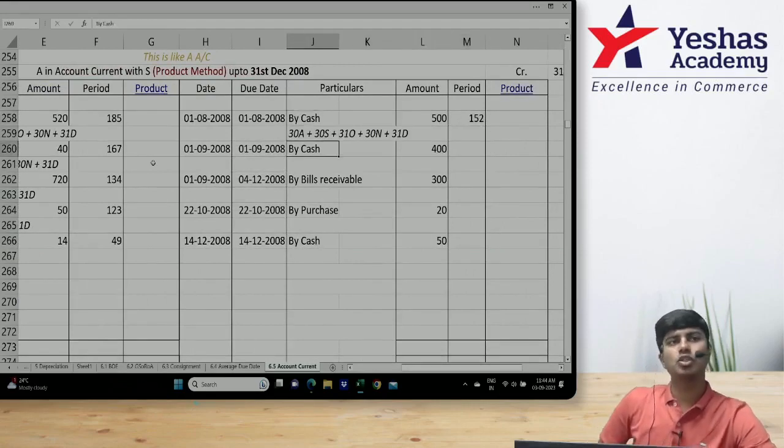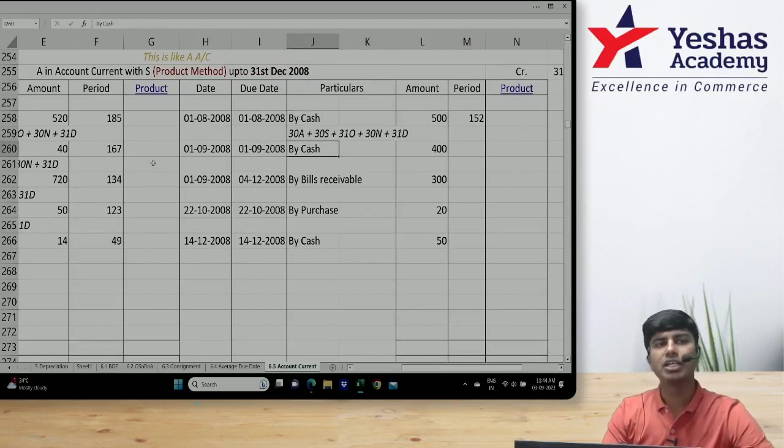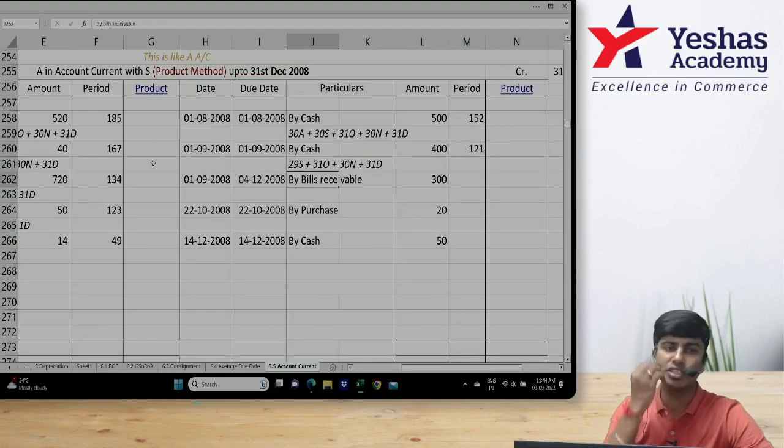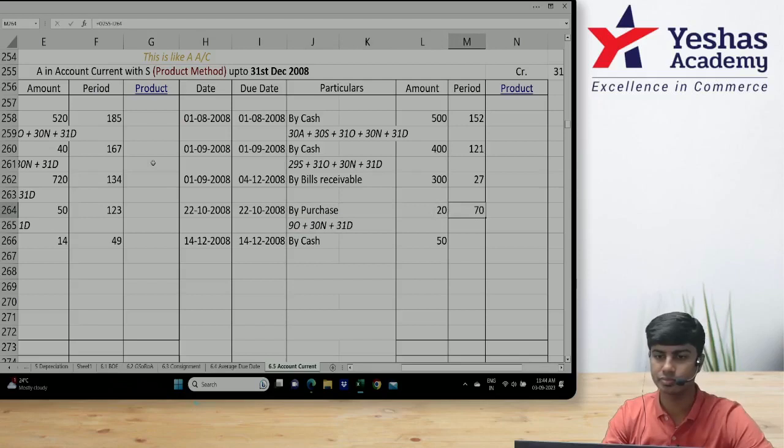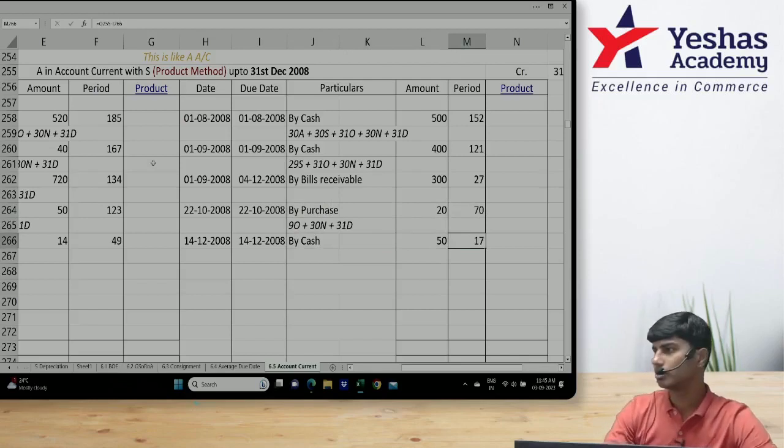1st of September: 29 in September, 31 in October, 30 in November, 31 in December. 4th of December: that is 28 days in December, 27 days in December, sorry. 22nd October: 9 in October, 30 in November, 31 in December. 14th December means 16 plus 1, 17 days in December.